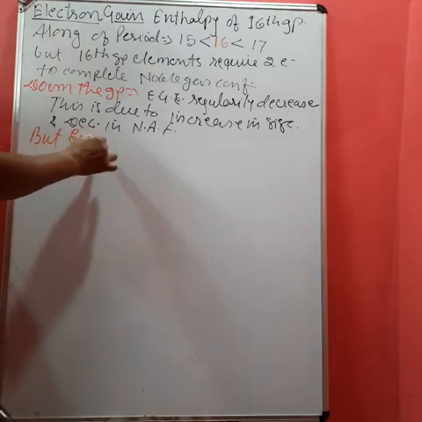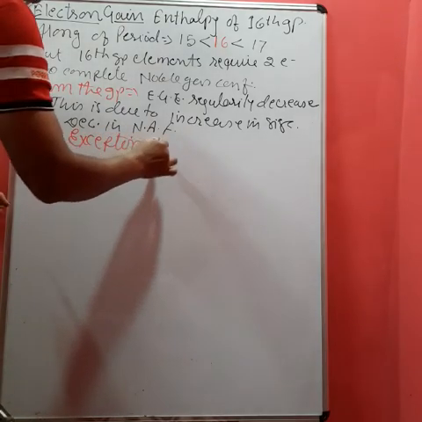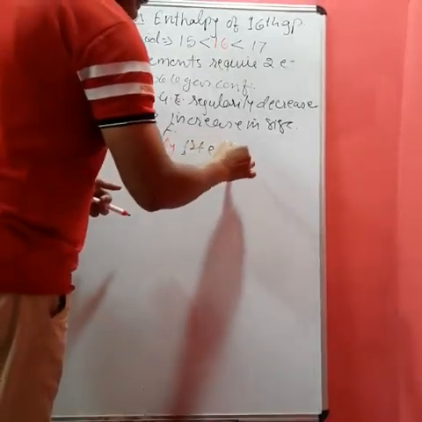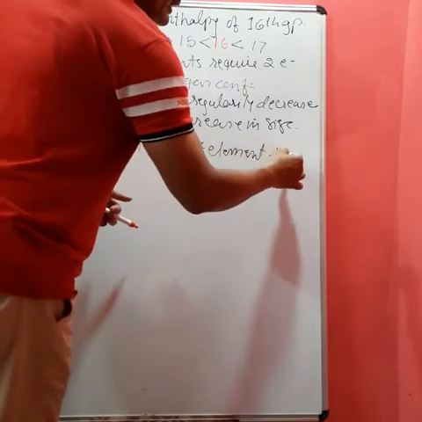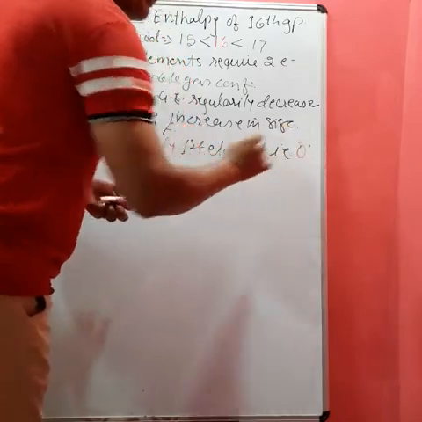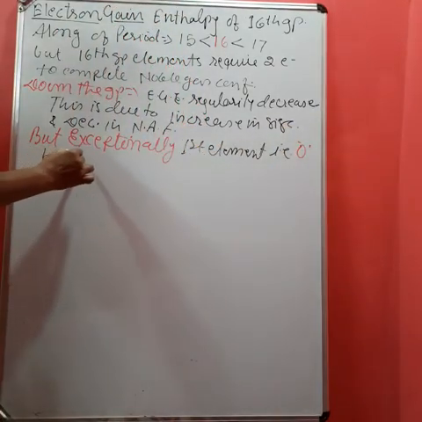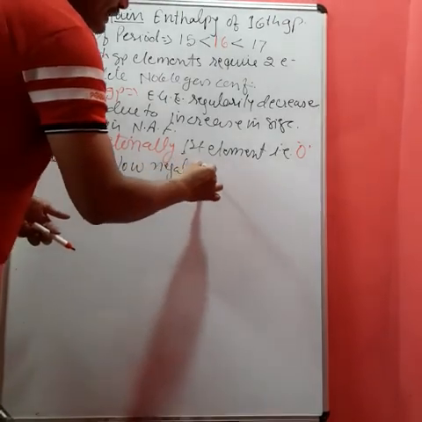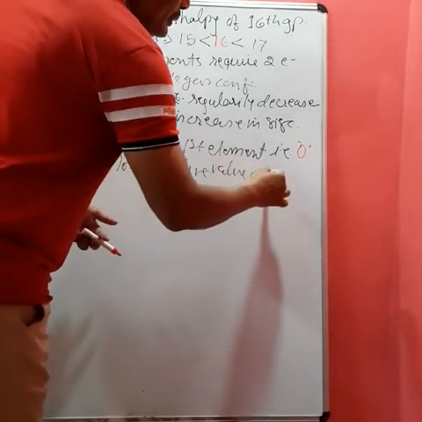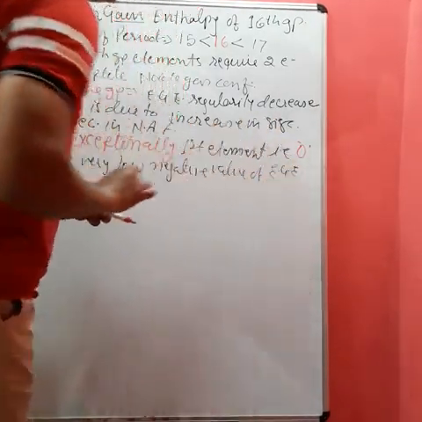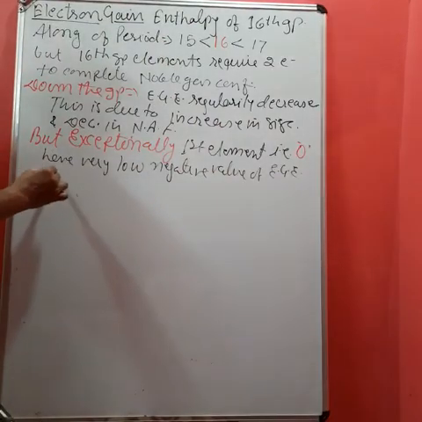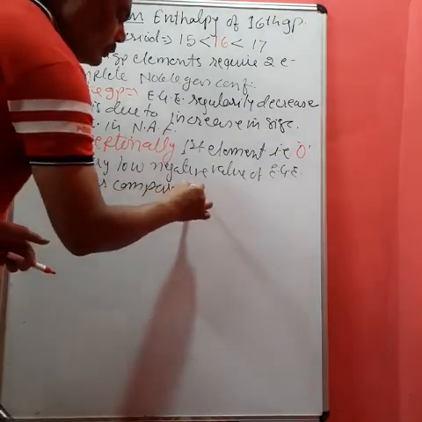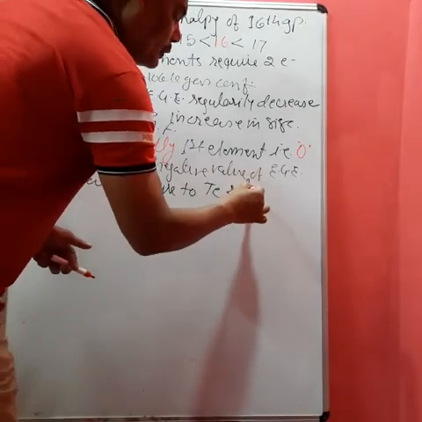But exceptionally, the first element, that is oxygen, have very low negative value of electron gain enthalpy, even as compared to tellurium and polonium.